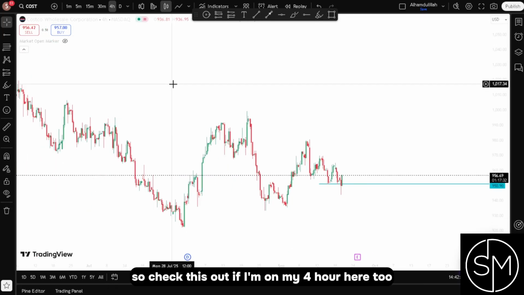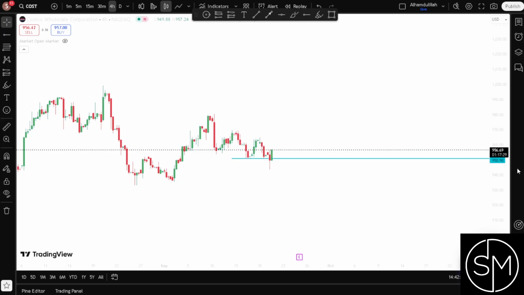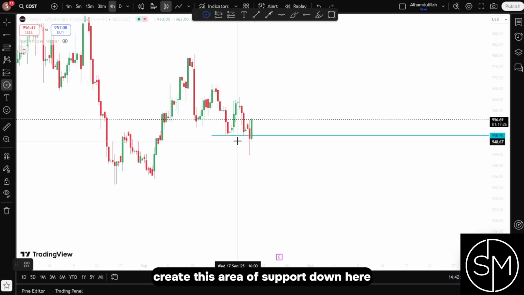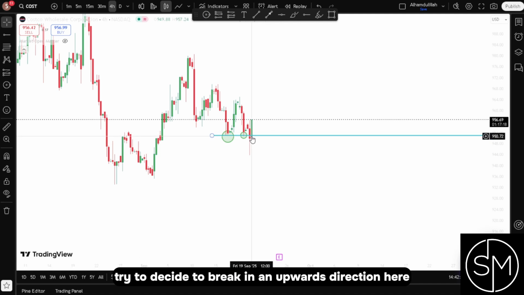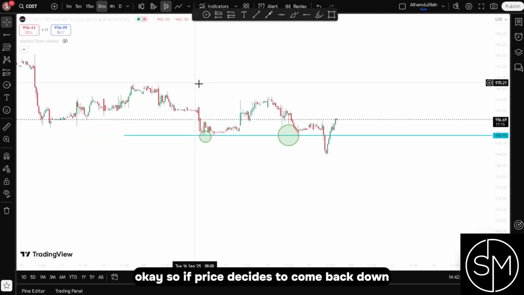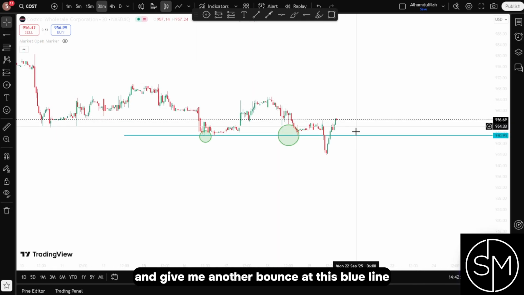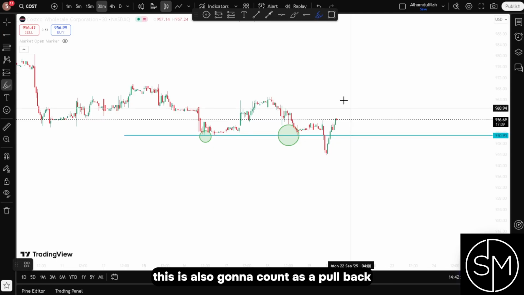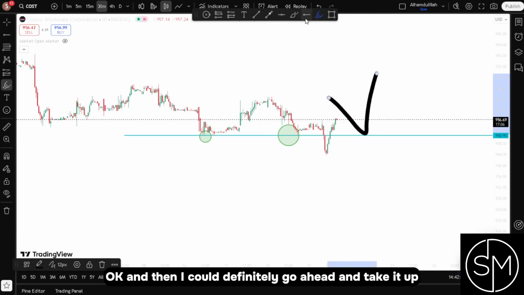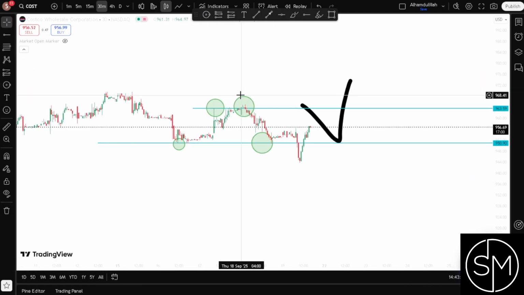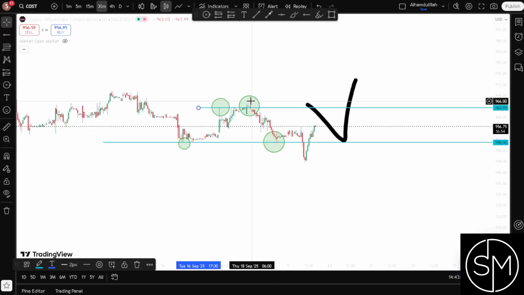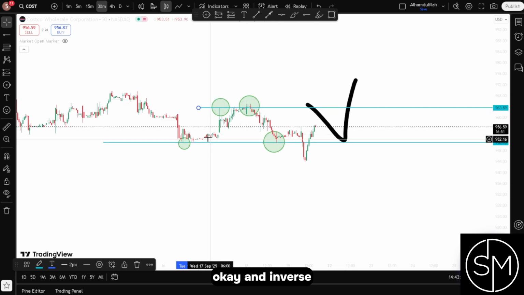So check this out. I'm on my 4-hour here too. I can see price decided to create this area of support down here, and then price decided to break in an upwards direction. So if price decides to come back down and give me another bounce at this blue line, this is also going to count as a pullback. Then I could definitely go ahead and take it up to the area of resistance, maybe like here. So I call this a support mirror, and inverse.